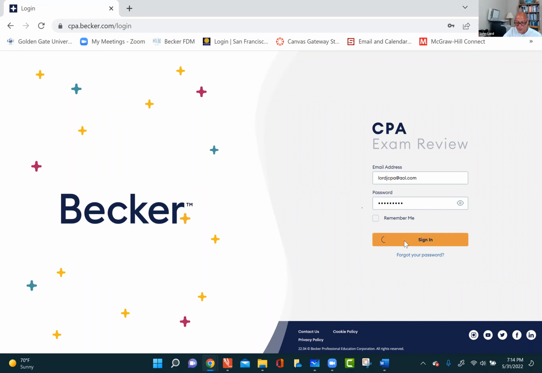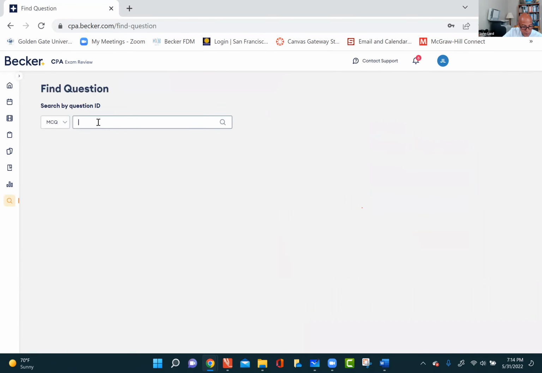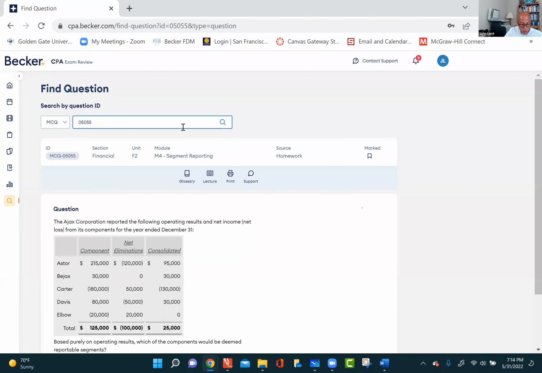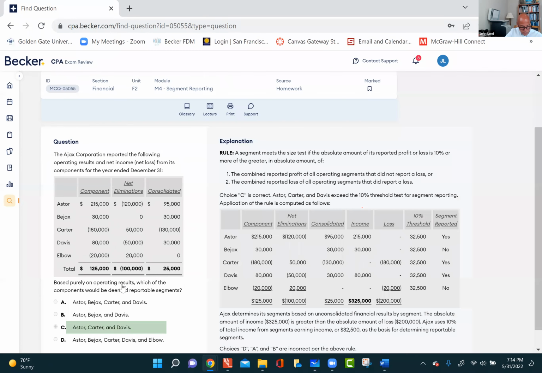So let's just go ahead and take a look at this question. Oh, you can search on the task-based simulations now too. Okay, that's cool. Let's look at 05055. Okay, good. And then I'm just going to go to the solution. I think it's this one.